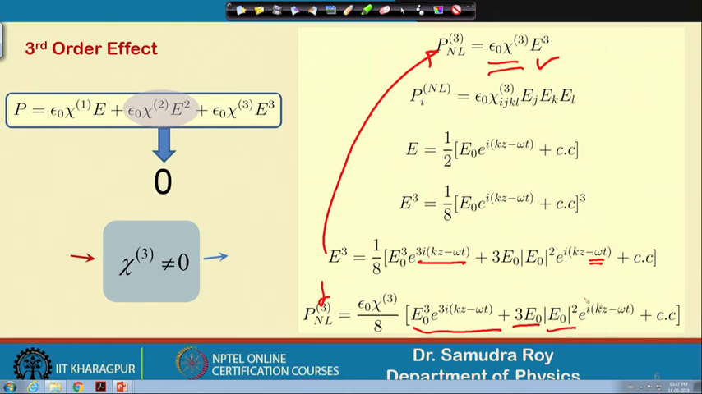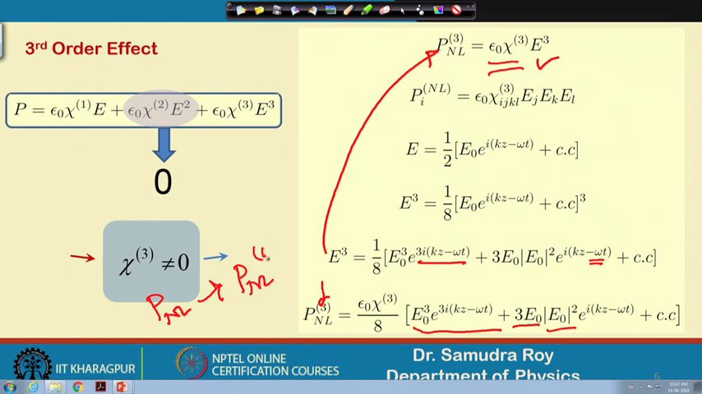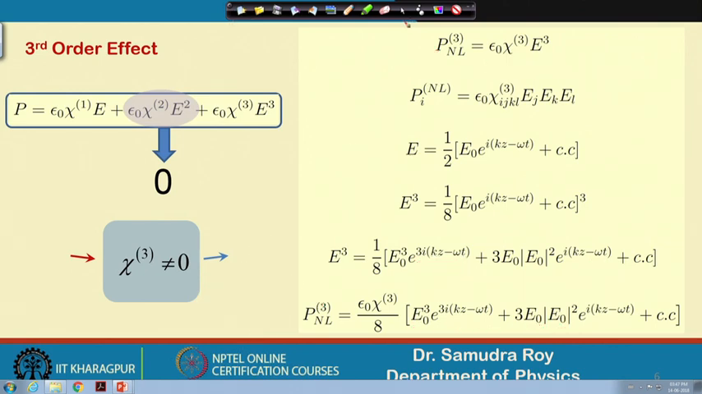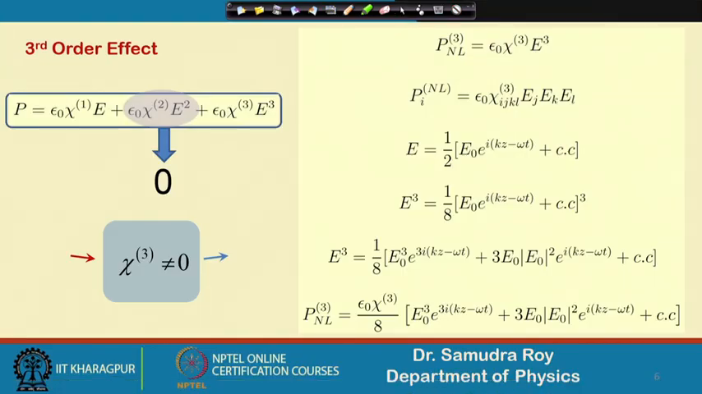So, this entire thing has two different frequency components. The nonlinear polarization here means the dipoles inside this system are going to vibrate at two different frequencies. One is P nonlinear omega and another is P nonlinear 3 omega. So, there are two components inside the P nonlinear, having two different frequency components.